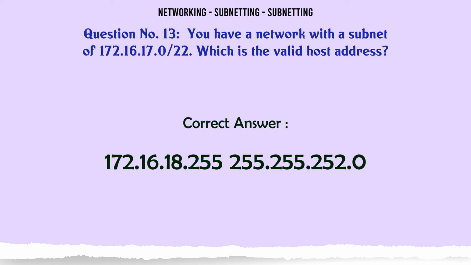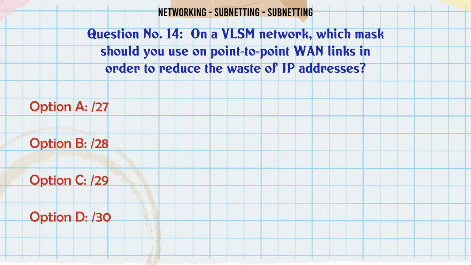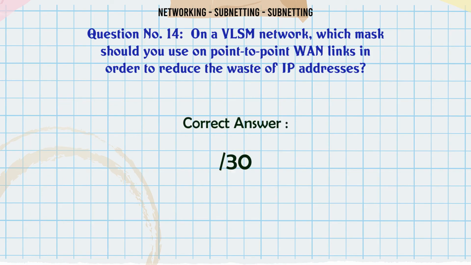On a VLSM network, which mask should you use on point-to-point WAN links in order to reduce the waste of IP addresses? A. /27, B. /28, C. /29, D. /30. The correct answer is /30.